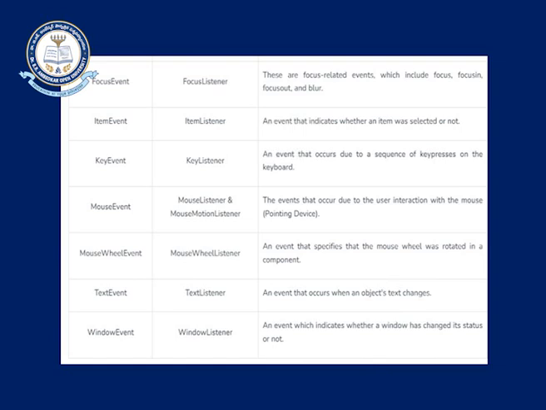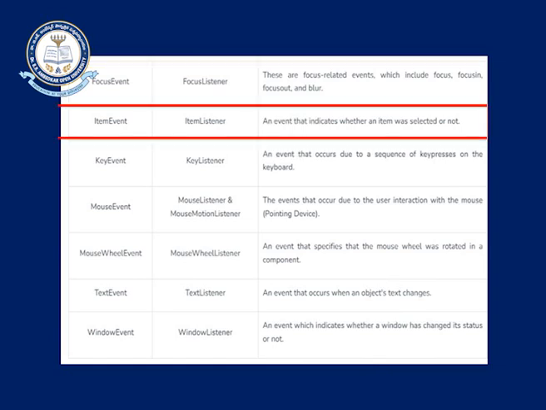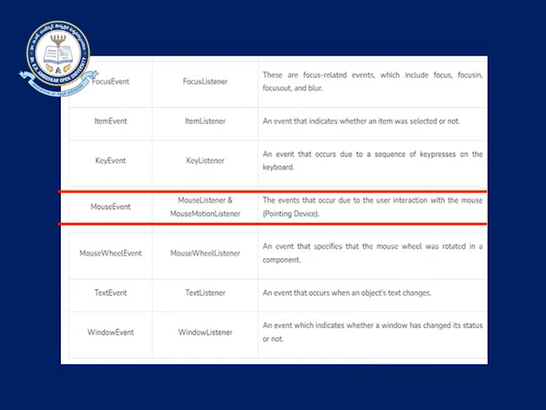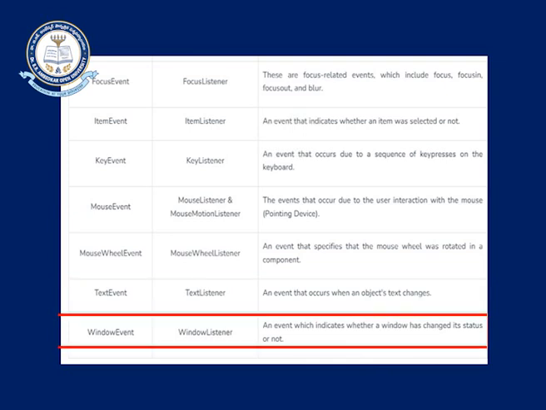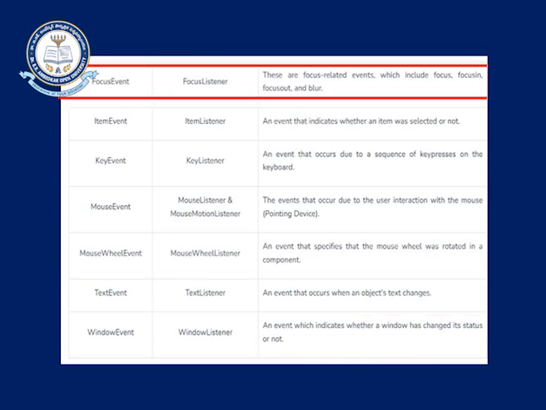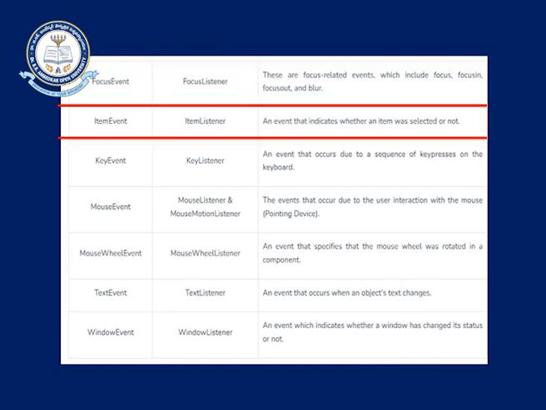Some more are there: focus event, item event, key event, mouse wheel event, text event and window event. Focus event means if your cursor is focusing on that particular text field, then it will occur. The next one is the item event, an event that indicates whether an item was selected or not.